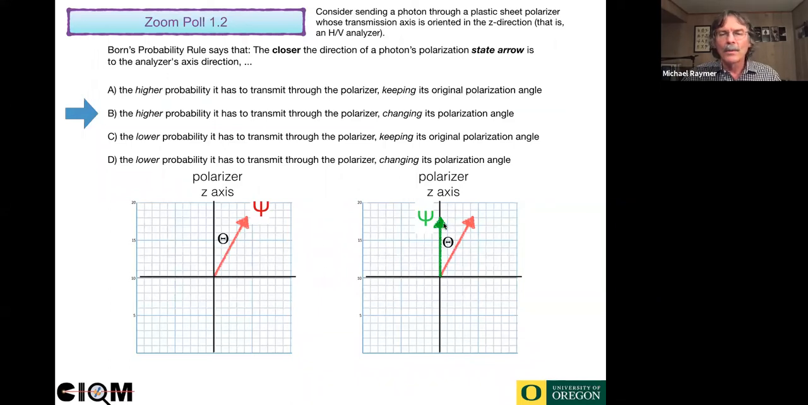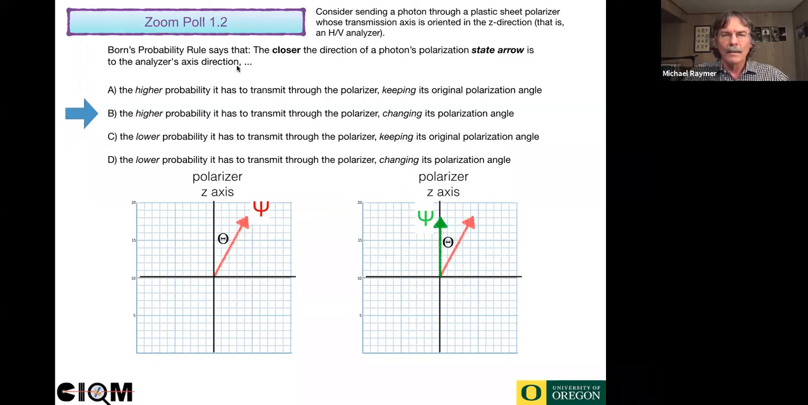So what I show in this cartoon here is that in this example, the polarization of the original photon is the red arrow. After it goes through the polarizer, it's now the green arrow. If it doesn't get through the polarizer at all, then there's no arrow at all. There's no photon, so there's no state. So if it does get through, it's going to change, just like in the previous example.